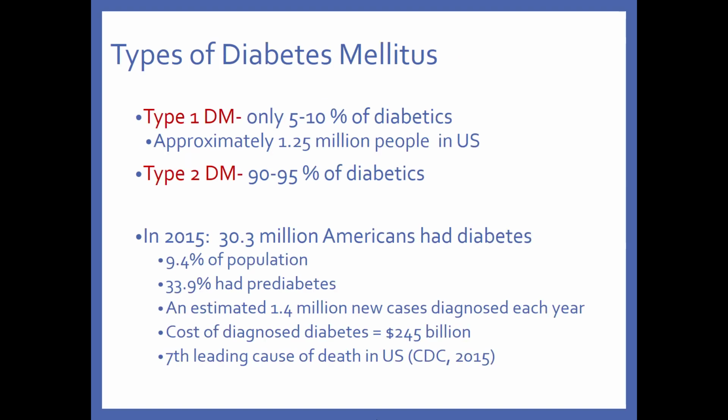The different types of diabetes, the two main types that we're going to focus on is type 1 and type 2. Type 1 is only about 5 to 10% of the diabetic population. That correlates to about 1.25 million people. Primarily though, the most predominant is type 2 diabetes, 90 to 95%.